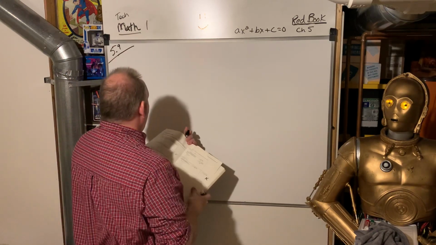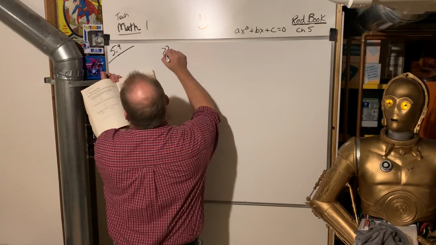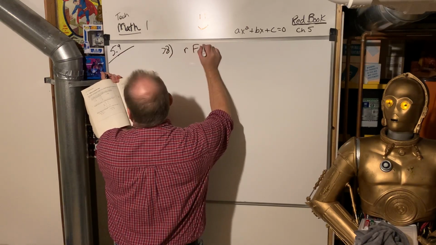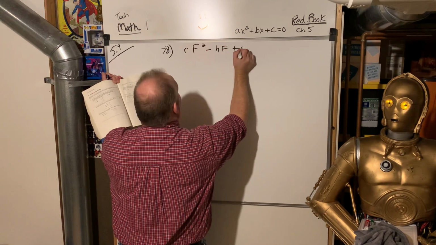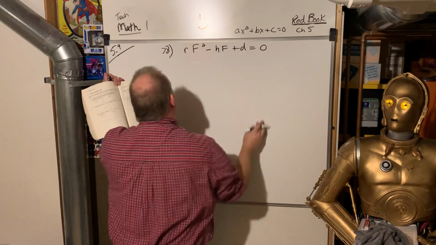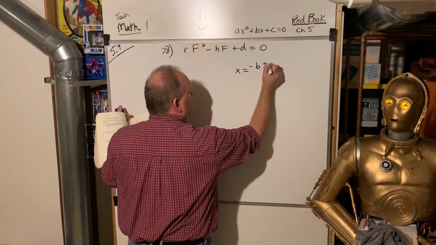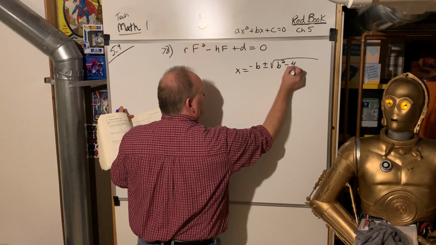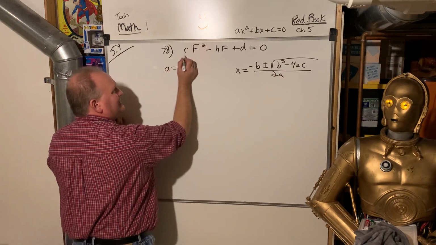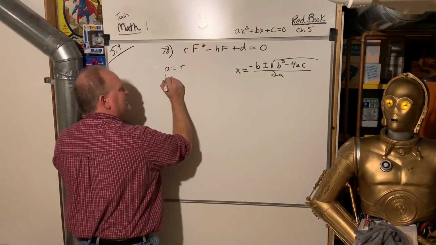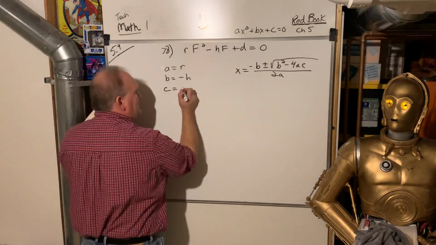So the last one, 5/9, is really weird. So I want to show you number 78. They have Rf squared minus Hf plus D equals 0. And they want you to use quadratic formula. So remember what that is. The opposite of B plus or minus the square root, B squared minus 4AC, all over 2A. And now look, A is R. B is negative H. And C is D.